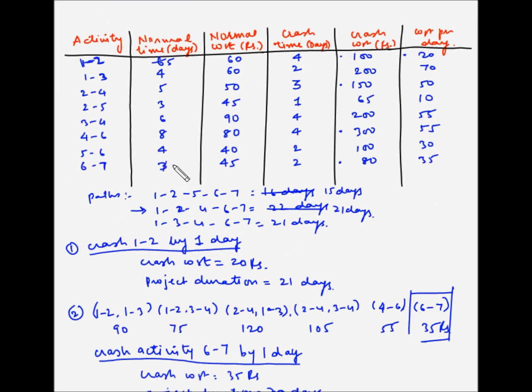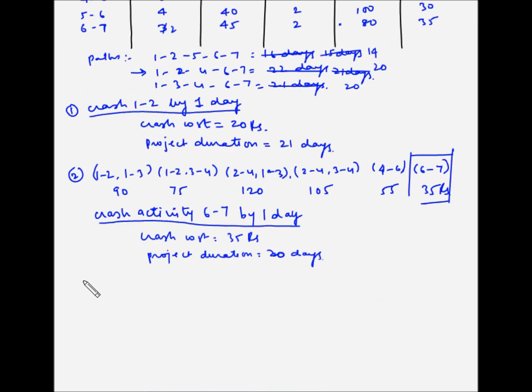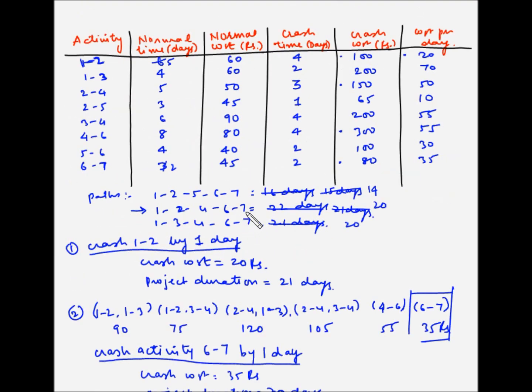So this has now become 2. Now we reduced the time of activity 6 7. So all these three will reduce by one day. So this is now 14, this is 20, and this is also 20. Okay, so now the third crashing. So again we have the same two paths as the critical paths. So again we have the same combinations.